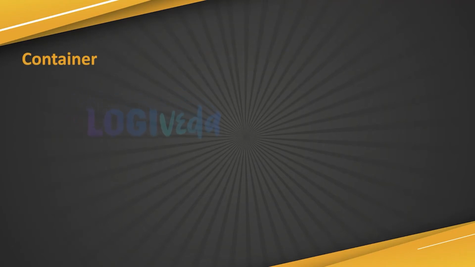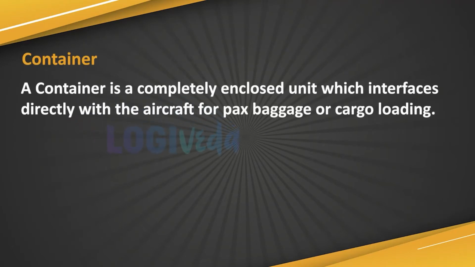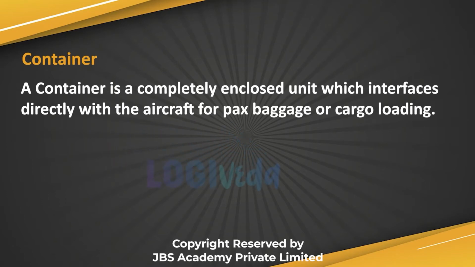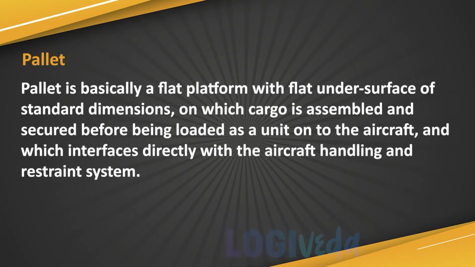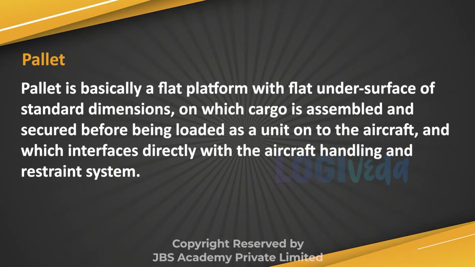What is the container? Container is basically a completely enclosed unit which interfaces directly with the aircraft for the passenger baggage or cargo loading. What is the pallet? Pallet is basically a flat platform with a flat under surface of standard dimension on which cargo is assembled and secured before being loaded as a unit on the aircraft, and which interfaces directly with the aircraft handling and restraint system.